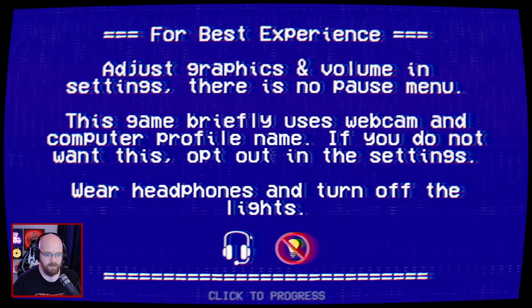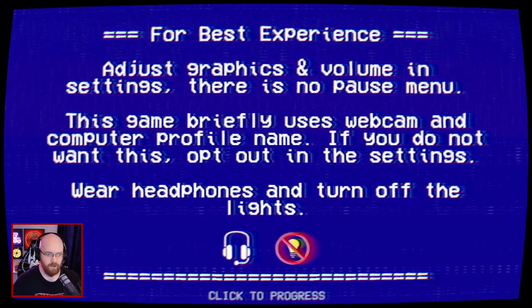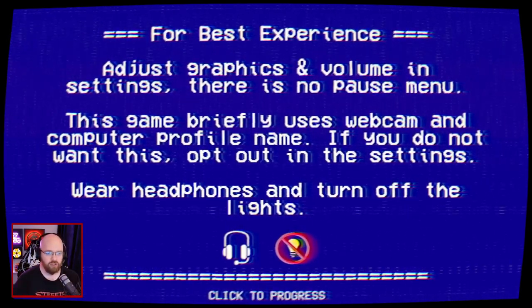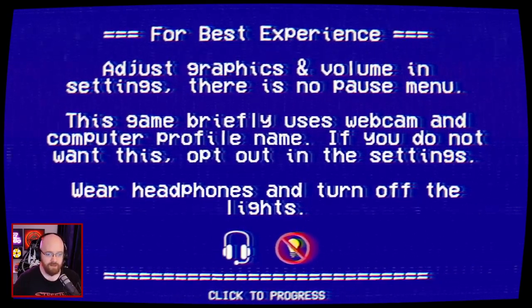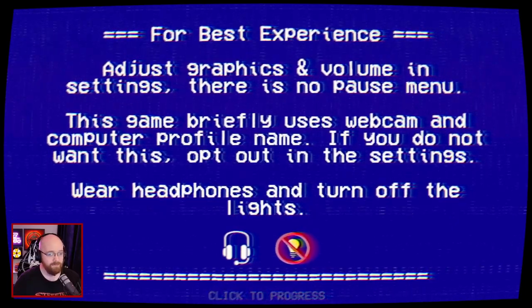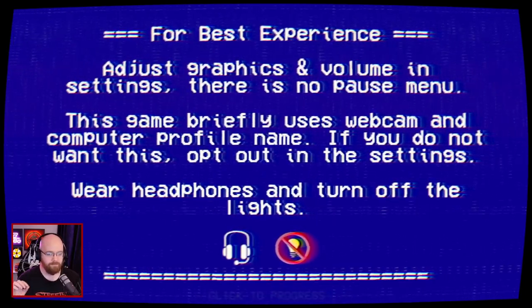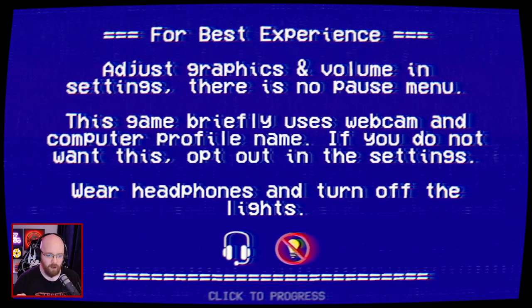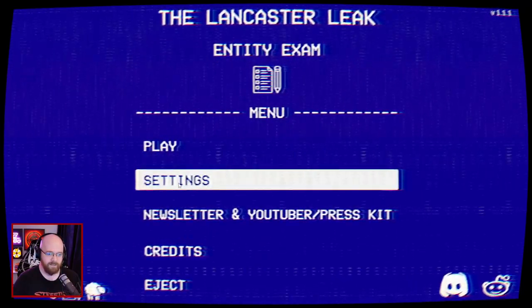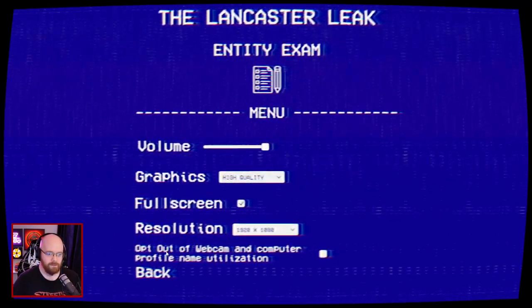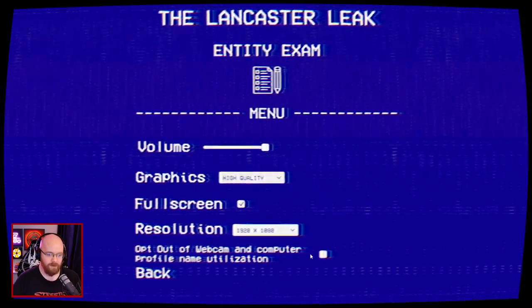Right, is there a settings? Okay, so for best experience, adjust graphic and volume in settings. There is no pause menu. This game briefly uses webcam and computer profile name. Now, my computer profile name is just Mike. My webcam I'm really not happy with. If you do not want this, opt out in the settings. Wear headphones and turn off the lights. Settings. Opt out of webcam and computer profile utilization. Yes.